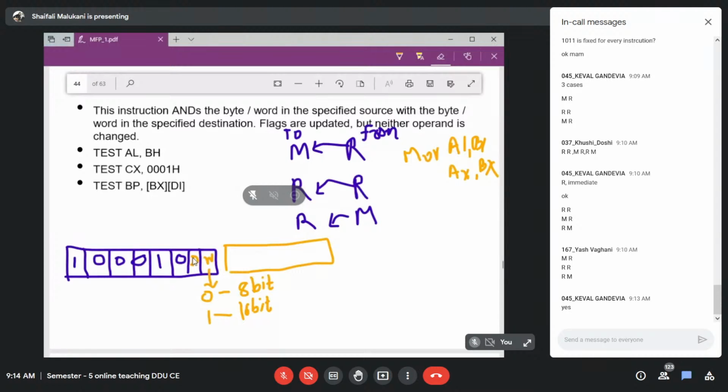Okay, now let me tell you what they are. These two are for mode, right? This 2, now this 3 are for register, and this 3 are for register or memory.